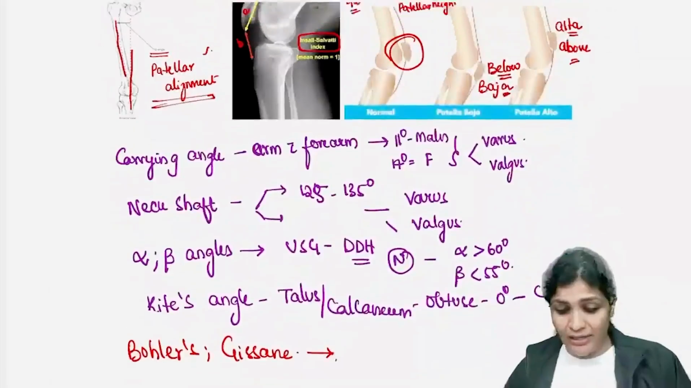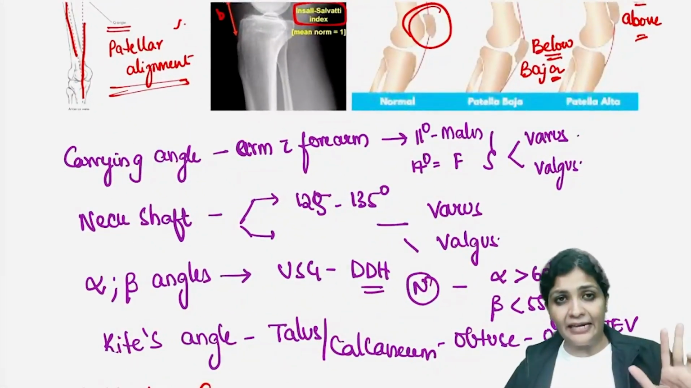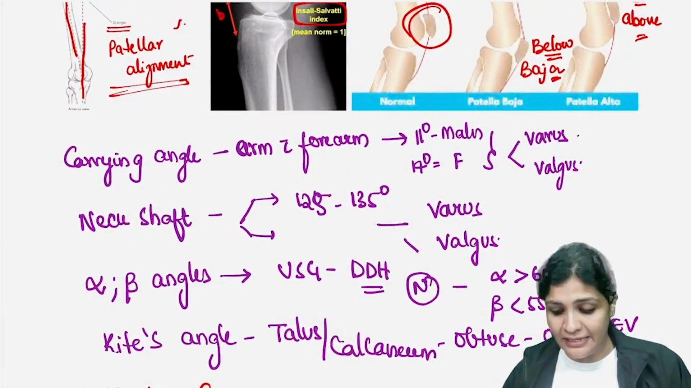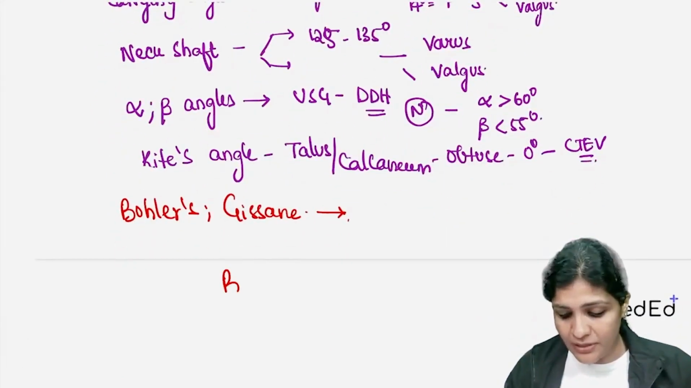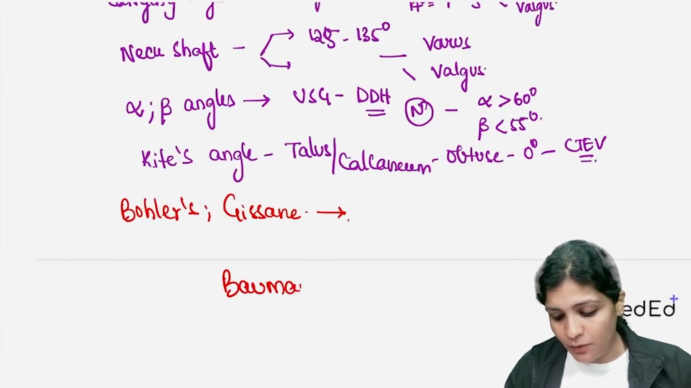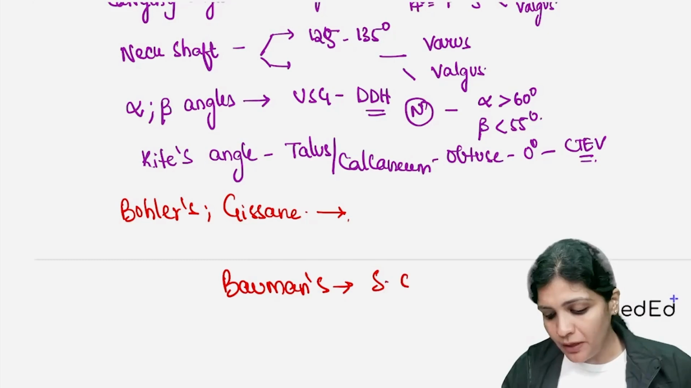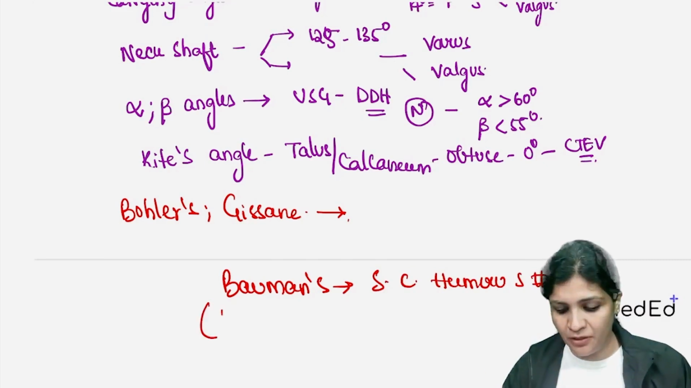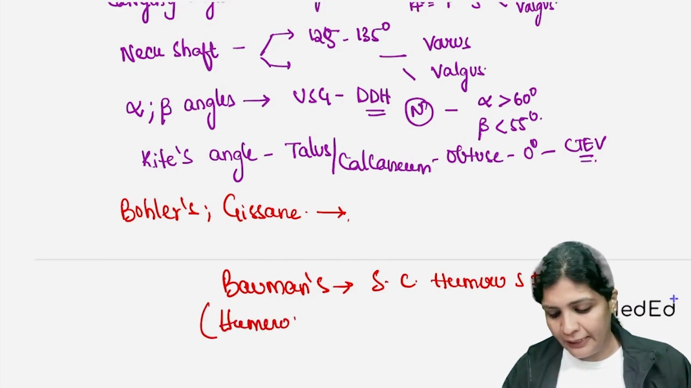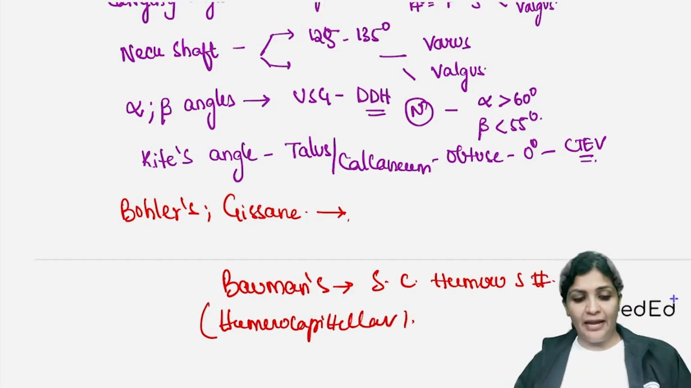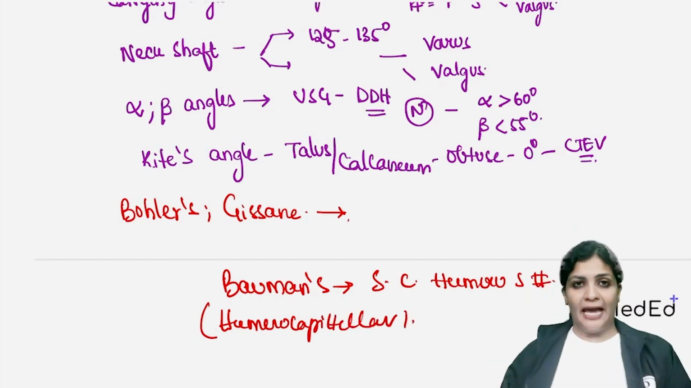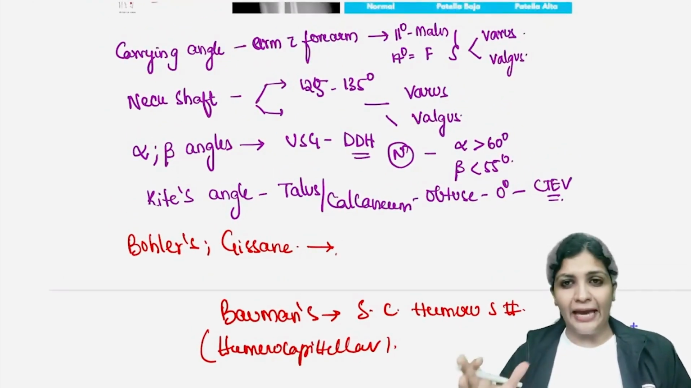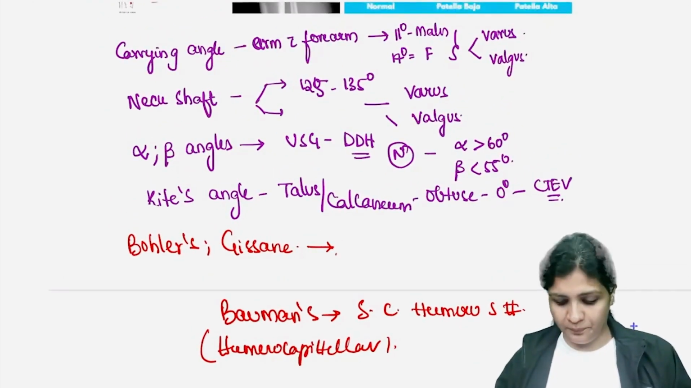So these are again the various angles which you have to remember. The carrying angle, the neck shaft angle, alpha and beta angles, Kite's angle, Bohler's angle, and you have the Baumann's angle, which is used in supracondylar humerus fractures. It is the elbow angle, between the humerus and the capitulum. It is the humerocapitellar angle. That is the Baumann's angle. Right? So these are the various angles which you come across in ortho.